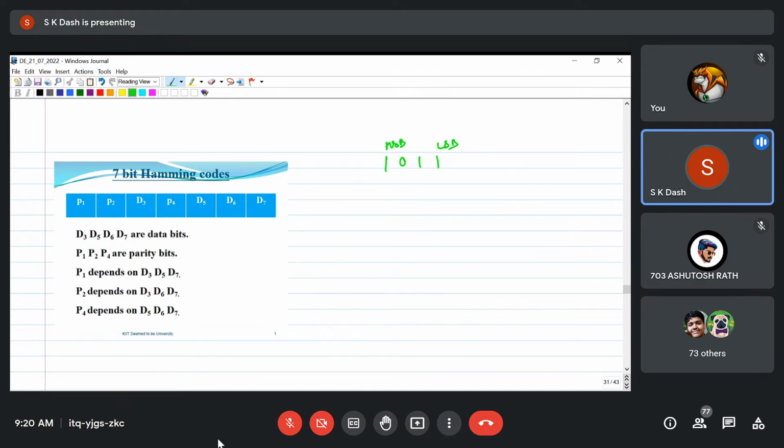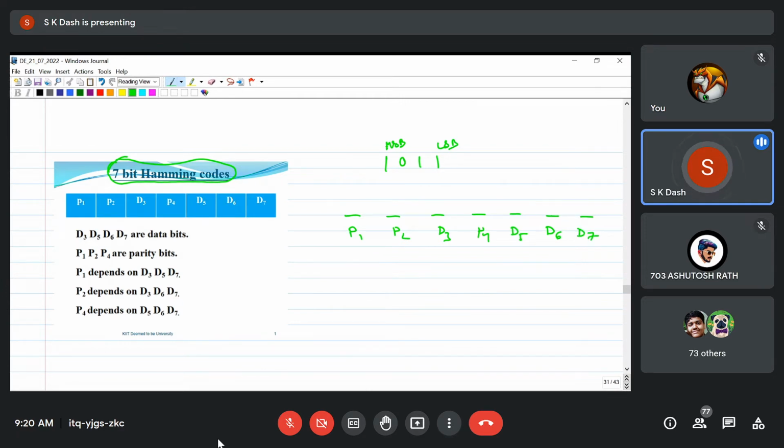So here to rectify the error, we need to go for an error correcting code, which is called a Hamming code. Different Hamming codes are available in our syllabus. We only have the 7-bit Hamming code. So here what happens? We have 7 bits: 1, 2, 3, 4, 5, 6, 7.